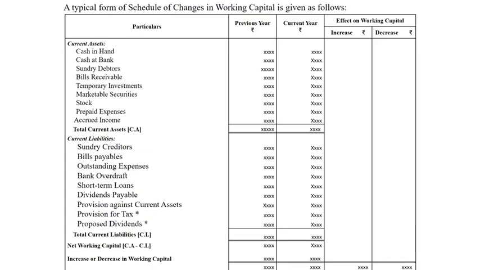So this is a typical format of schedule of changes in working capital. All the current assets will be written, then total current assets will be taken, then current liabilities will be written, and total current liabilities will be computed. From total current assets, total current liabilities will be deducted to know net working capital, and the net working capital has to be compared.